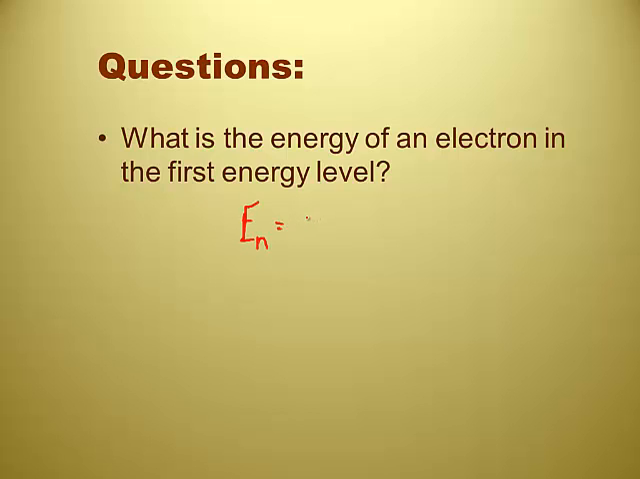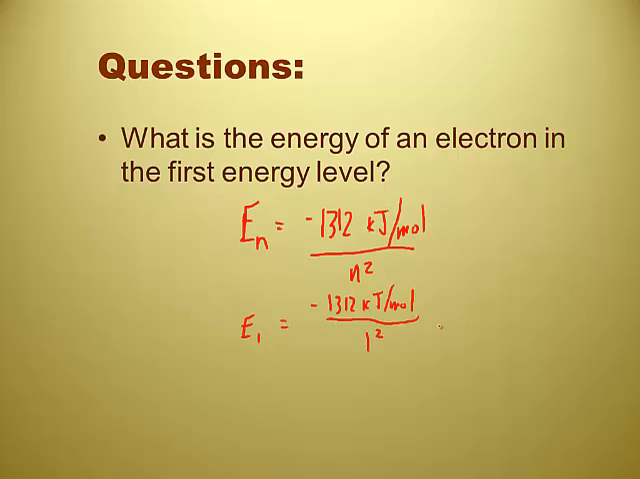E_n is equal to negative 1312 kilojoules per mole divided by n squared. And n is 1, 2, 3, 4, 5, 6, and so on. In this situation, n is 1, so I don't even need a calculator. It's negative 1312 kilojoules per mole. If the electron is sitting in that orbit, which it should be because that's ground state, it's experiencing negative 1312 kilojoules per mole of energy.